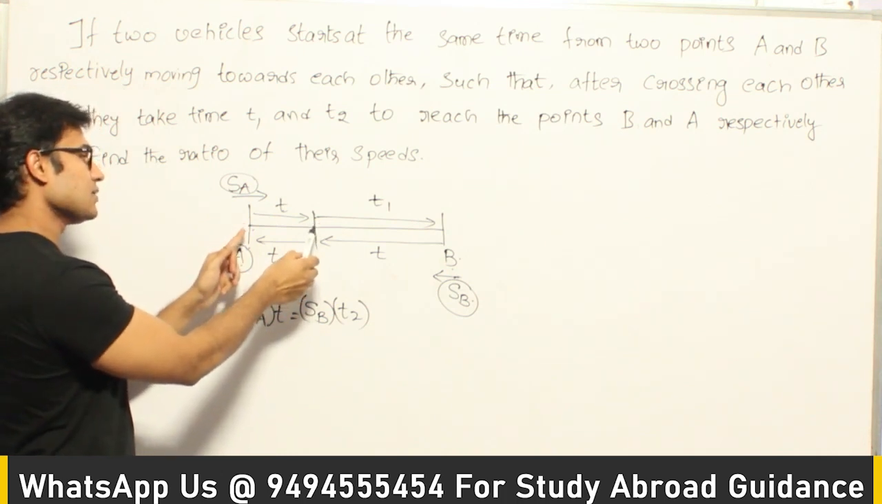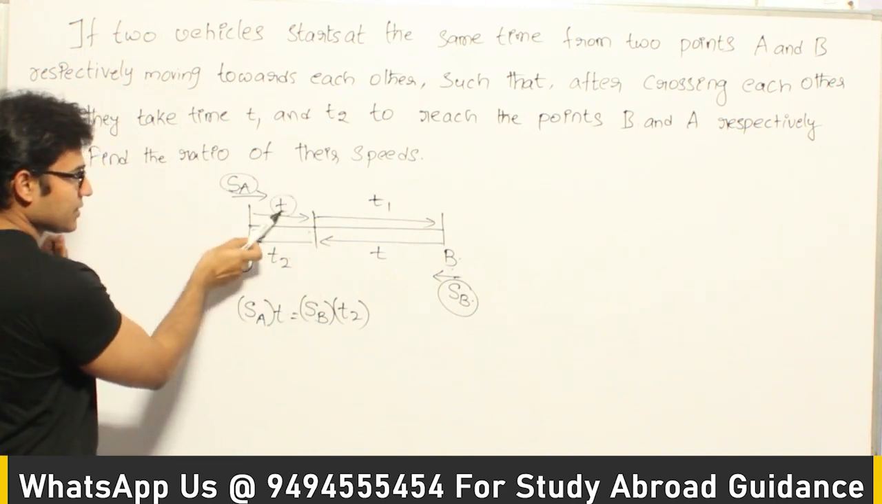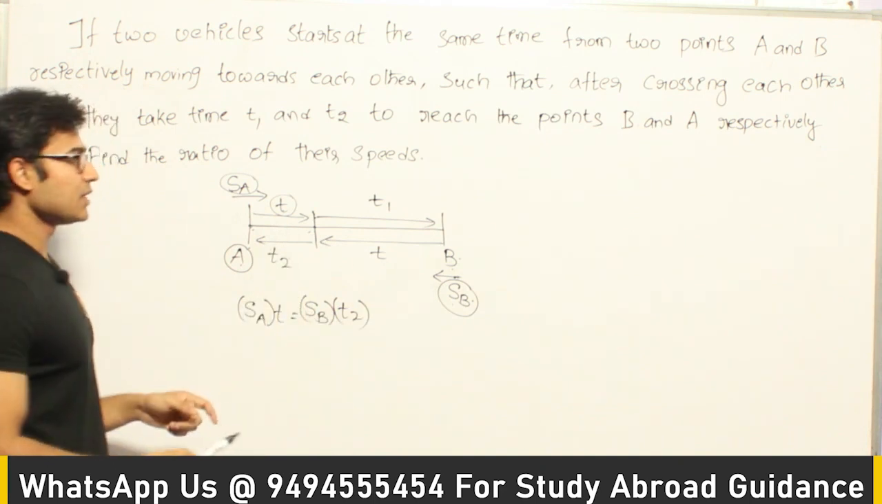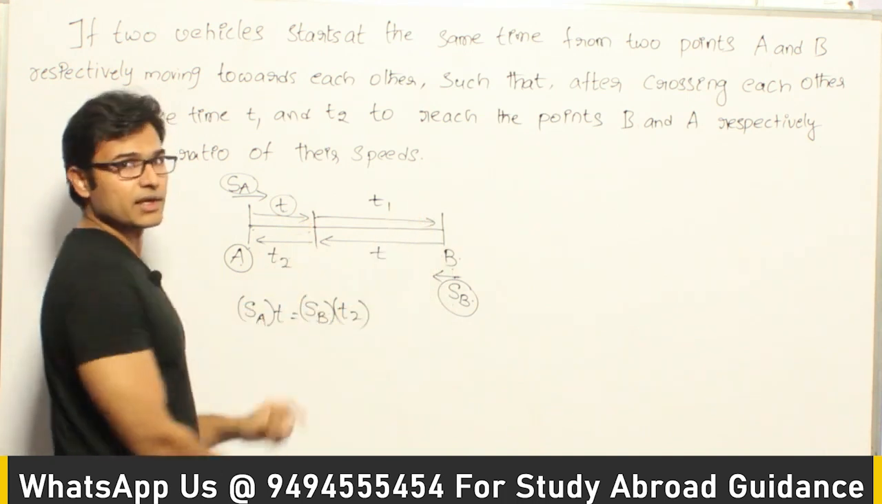Now what is the distance covered by A from here to here in t seconds, which is equal to SA into T. Now that is equal to SB into T2. Similarly you can equate these two distances covered by both the vehicles, right?